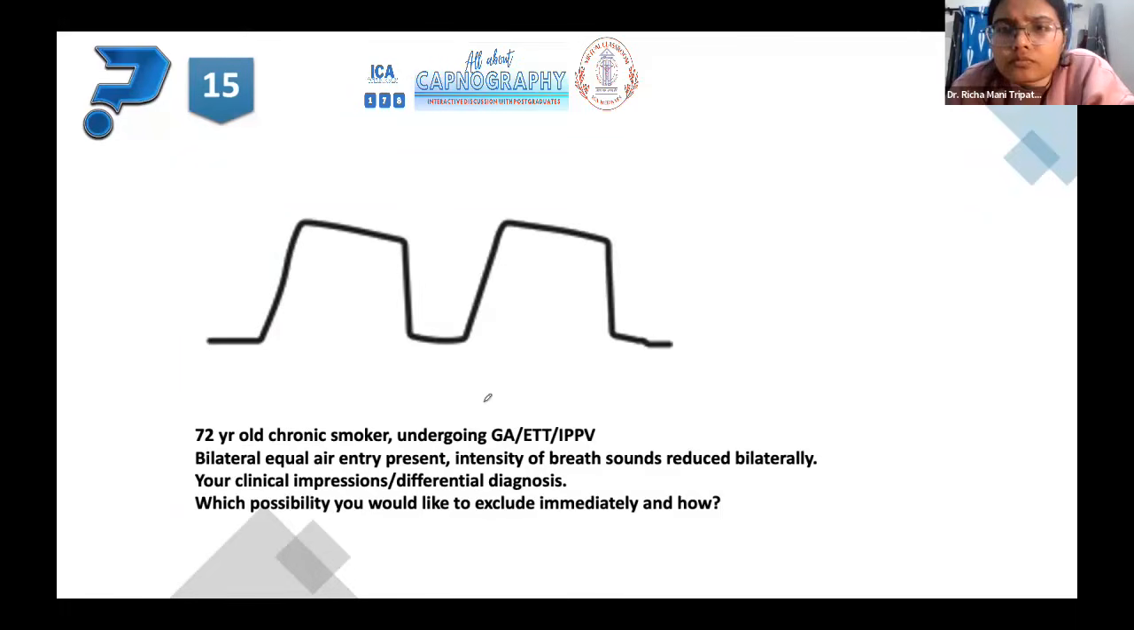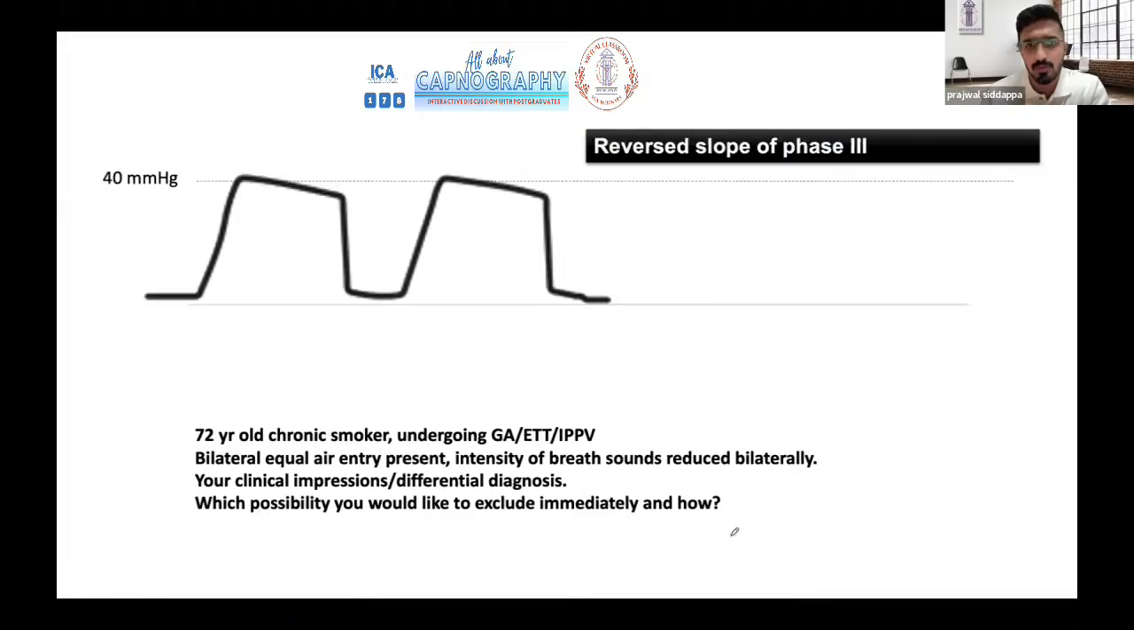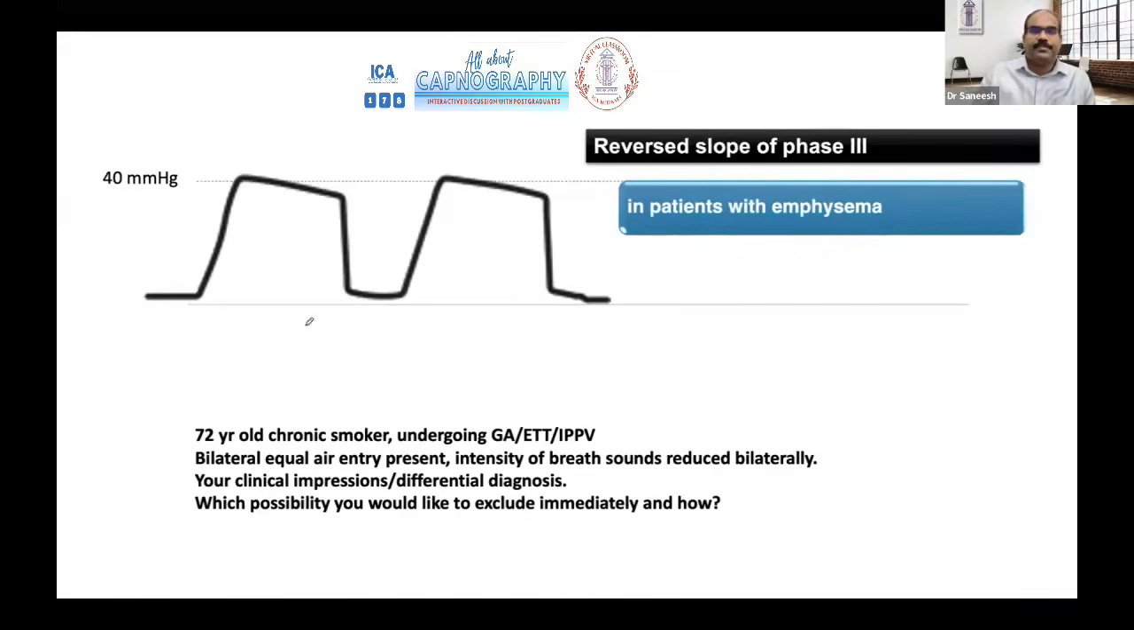Bronchospasm. A downsloping phase 3. Dr. Prajwal, any comments on this? Reverse shark fin can be due to sample line blockage only, sir. But reduced breath sounds are there. We have to rule out bronchospasm also. Okay.